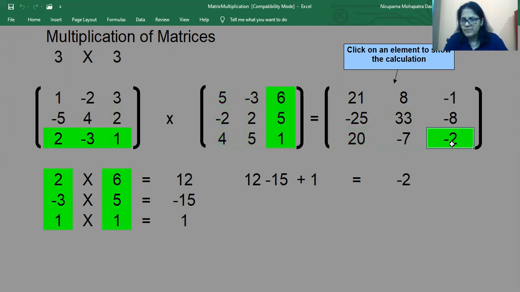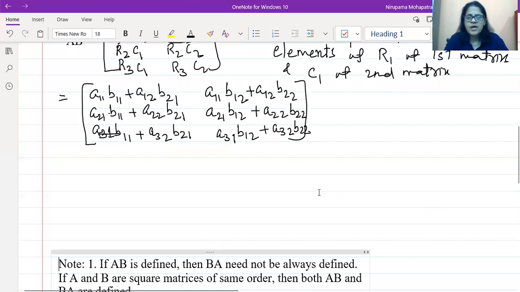So I'm sure it is very, very clear to you. The procedure is very, very clear. Okay, so the only thing required is that you need to practice so that you will not make any mistake. Is it clear? Okay, so let us go back to the concept part. So this is all about how to multiply two matrices.